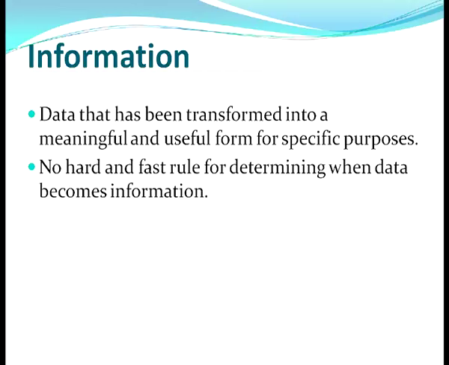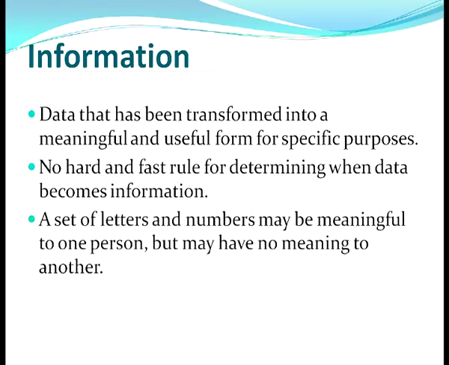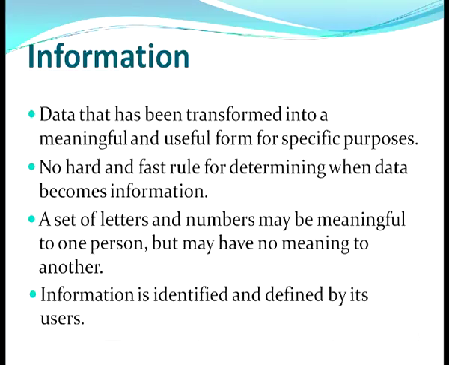Like for example, for me, my result is the information. For my class teacher, the result of the entire class is the information. So, there is no hard and fast rule that this data has become information. It depends from person to person, it depends on the situation. A set of letters and numbers may be meaningful to one person, but may have no meaning to another. My result for me is meaningful, my result for my sibling may not be meaningful. So, that is how information is. Information is identified and defined by its users. So, that is why we say that information is user specific, but data may not be user specific.